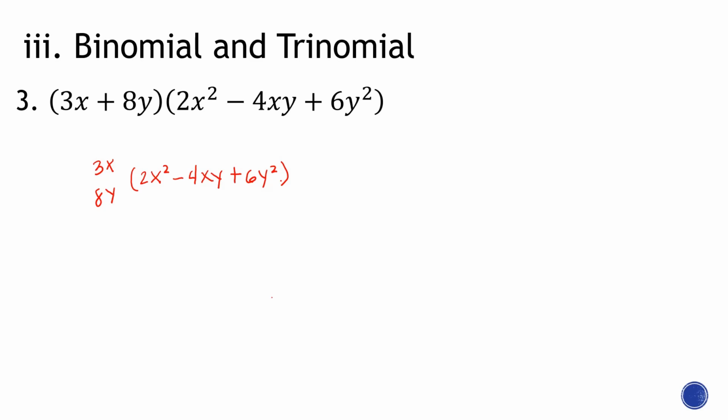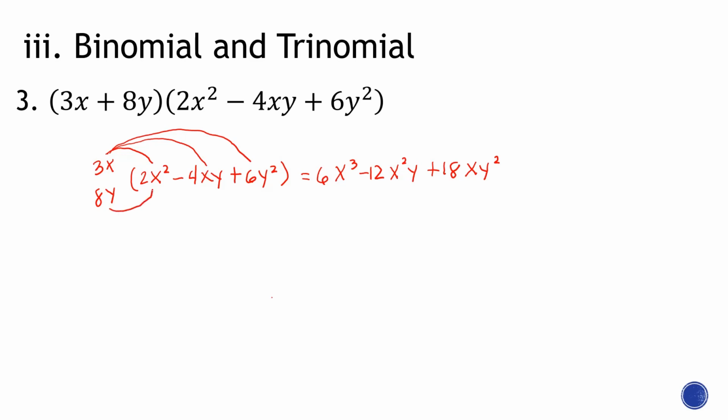It's basically the same, right? I just put the 3x plus 8y vertically, okay? And then we just need to use the distributive property of equality again. So 3 times 2 is positive 6. x times x squared is x raised to 3. And then 3 times negative 4 is negative 12. x times xy is x squared y. And then 3x and 6y squared, so 3 times 6 is 18. x times y squared is xy squared.